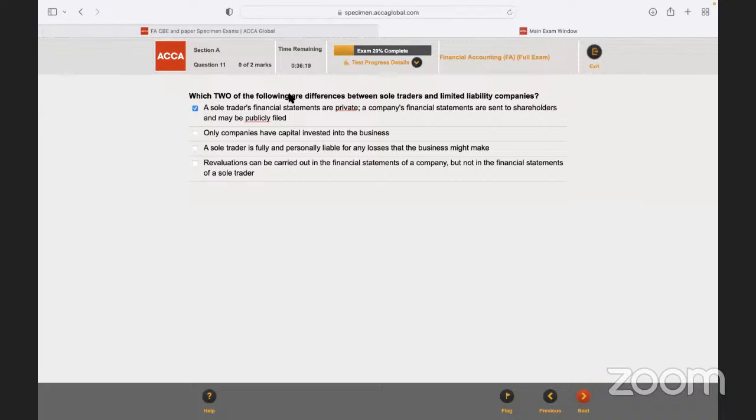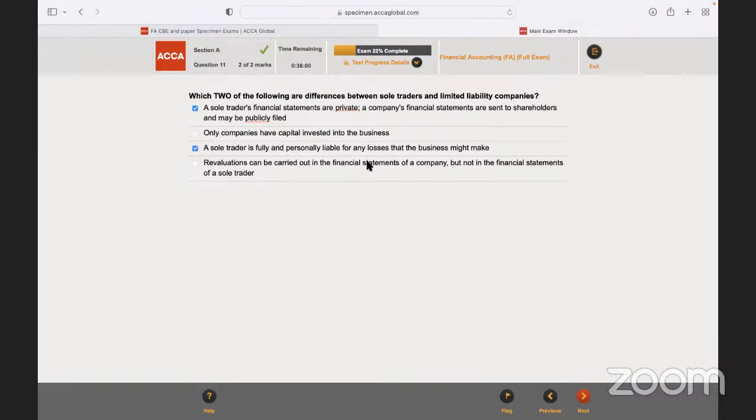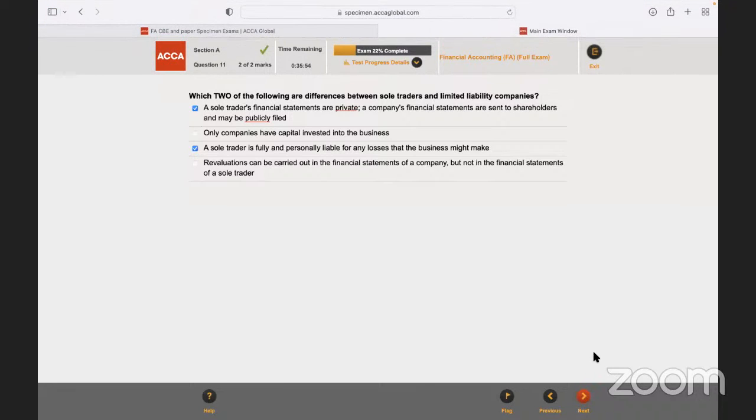Only companies have capital invested in the business. That's wrong, guys. A sole trader has capital invested. Partnerships have capital invested. They all have capital. A sole trader is fully and personally liable for any losses the business can take. Yes, whether it's a liability or a loss, he has to bear it fully. Unlimited liability, unlike companies. Revaluation can be carried out in a company, but not for a sole trader, guys. There is no specific rule that way. So therefore, 1 and 3 are the correct answers.